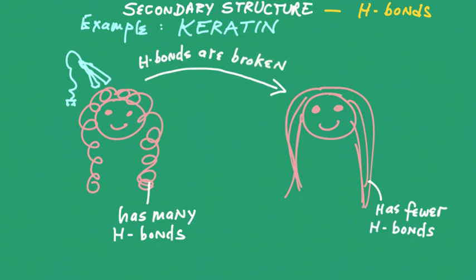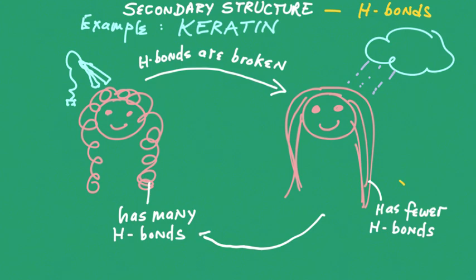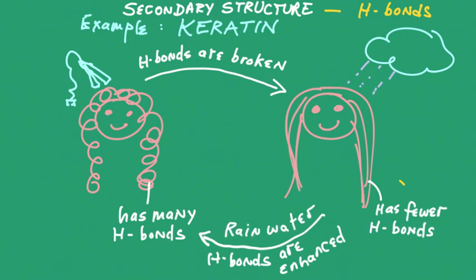So let's say I have straightened my hair and I feel good, I look good, and I step outside. It's raining. And I've forgotten my umbrella. So what's going to happen is that rainwater enhances hydrogen bonds. Rainwater is attracted to the dry hair and enhances the hydrogen bonds. And as a result, the hair starts to curl again.